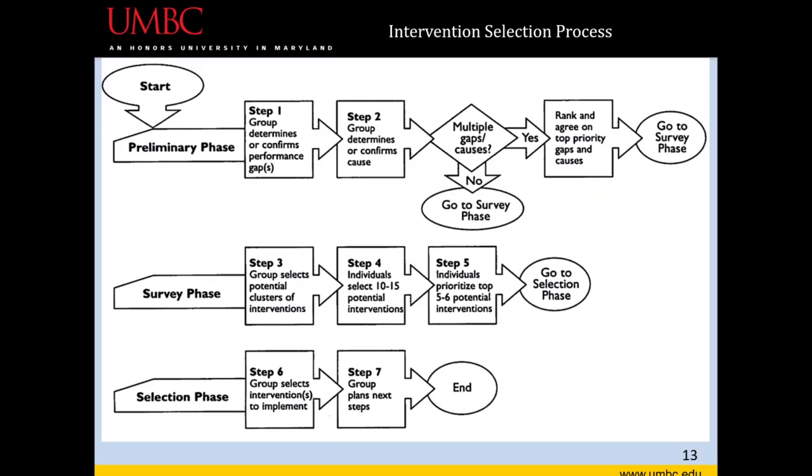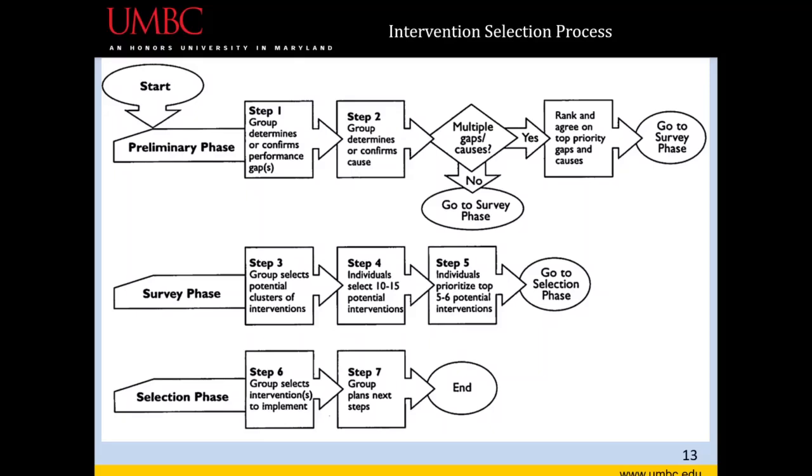Remember, using the behavior engineering model, we can determine and confirm what the cause of the performance gap is. Now, if you have multiple gaps and causes, you're going to want to move on and rank and agree on the top priority gaps and causes. And remember, last week I gave you a worksheet to be able to do that, where you're going to list all of those causes and then put a priority to them, because you may not be able to work on all of them at the same time. But in either case, whether it's a single gap or cause or multiple ones, you're going to move on to the survey phase, which is the second phase of this.